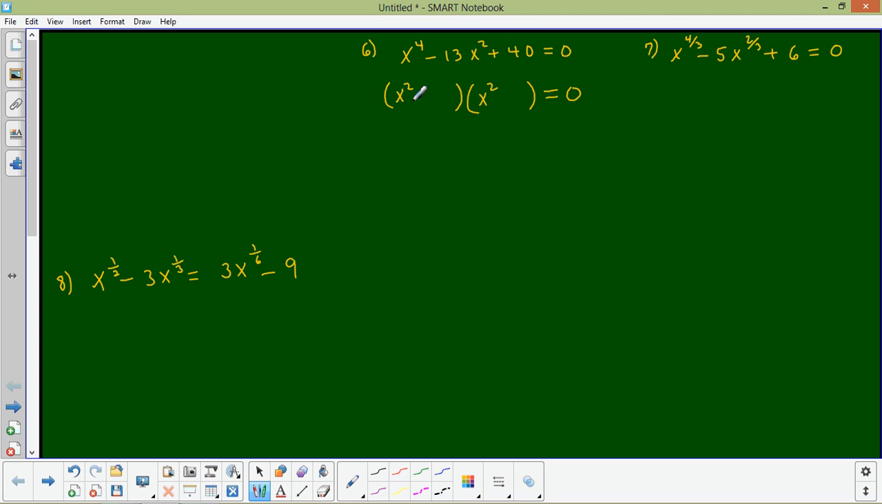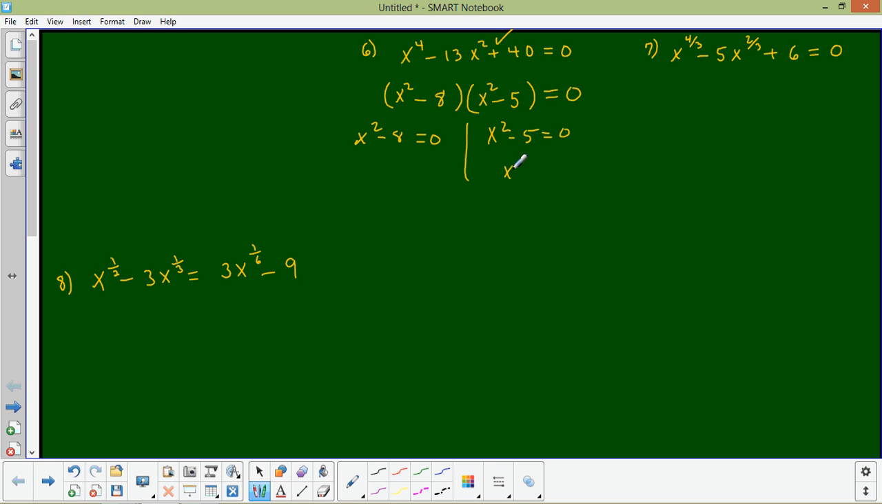Sign language still works. These are both negatives. Got to be two negatives, right? Sign language is telling us, same as the neighbor, right? Two negatives, all right? And to get 40 as a product, you're going to use 8 and 5, okay? Then we set our factors equal to 0 here.